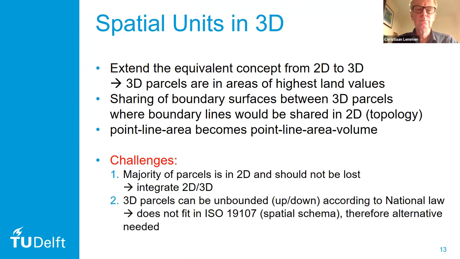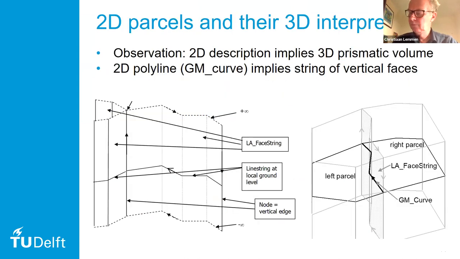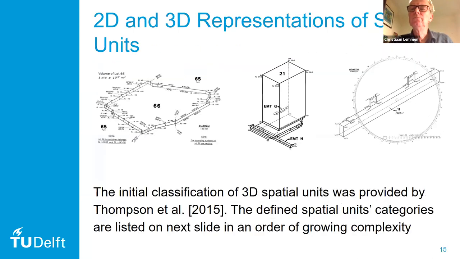So we need to be able to reuse this 2D and 3D representation together. And in LADM, it was actually already covered in version 1 that the 2D parcels are actually 3D columns of space, or implied 3D columns of space. So perhaps the explicit representation may be 2D, but in reality, they imply a 3D column of space.